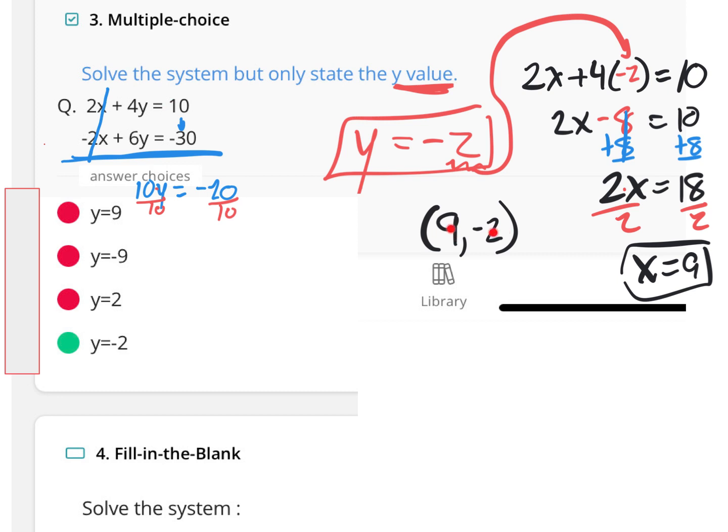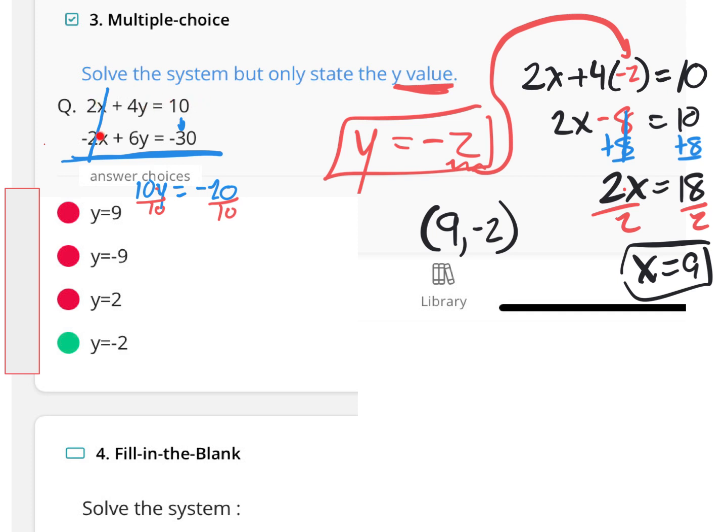So let's say this was an option, or let's say you weren't too sure about your work. You could always plug in the 9 right here. 2 times 9 is 18. Plug in the negative 2 right there. 4 times negative 2 is negative 8. 18 plus negative 8 is 10, right? Because 18 take away 8 is 10.